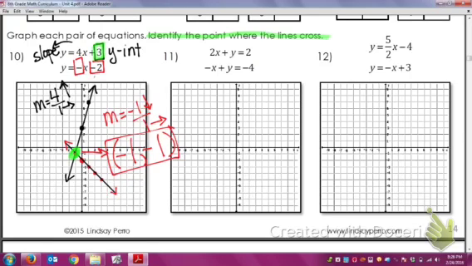Number 11. Is this in y equals box x plus box form, mx plus b? No, it's in standard form. So flip your yellow flip books over and look at the back of them. There's steps on there for how we solve this. Or I mean, not how we solve it, how we graph it. So to graph it, we're going to find the x and y intercepts.